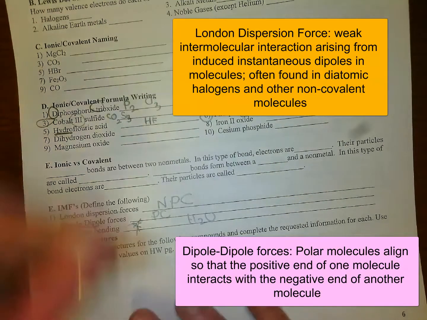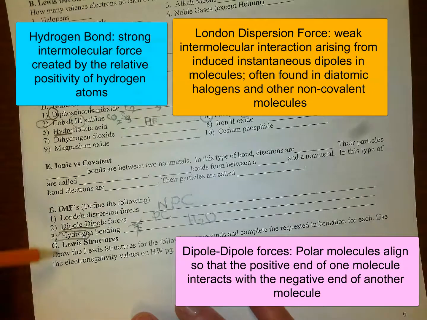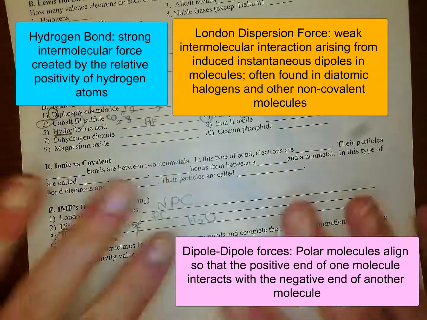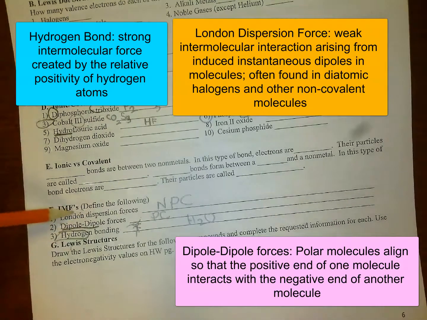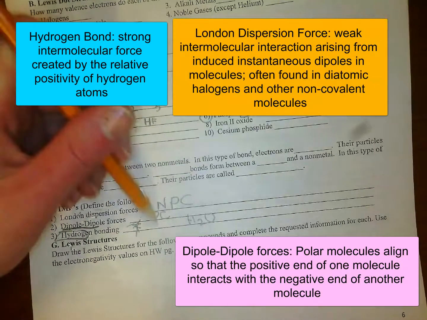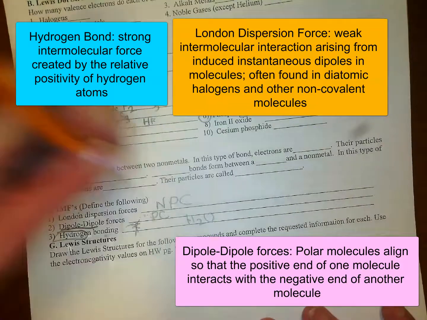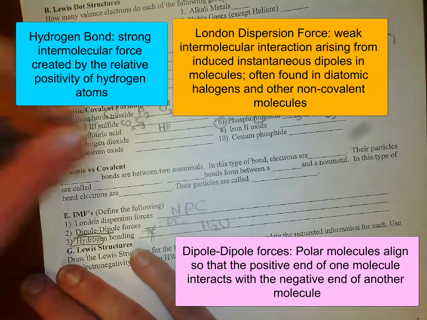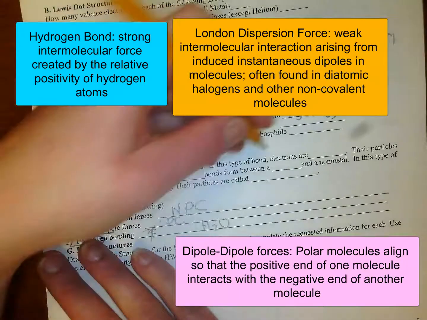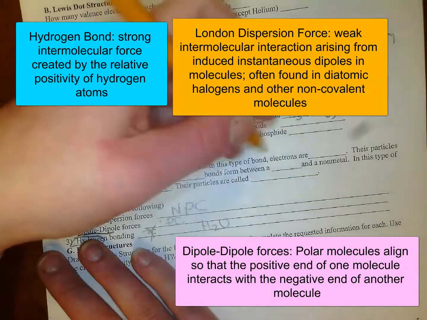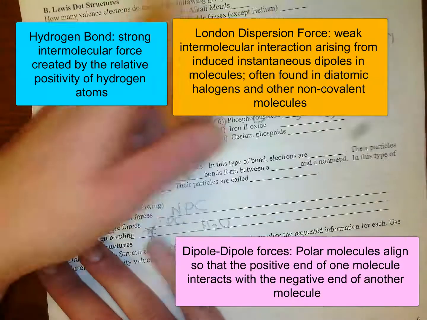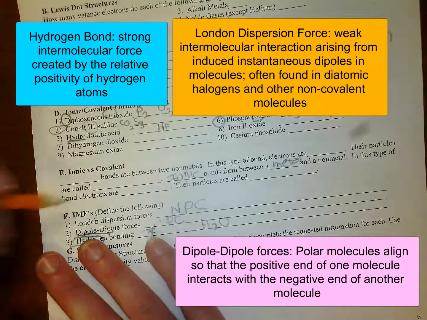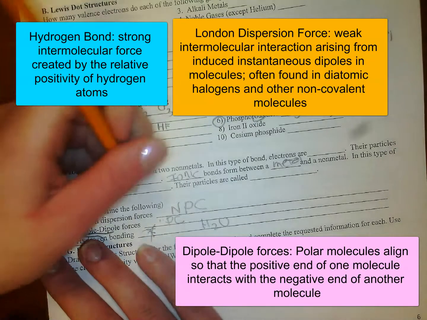Okay, so make sure we understand the forces here. London dispersion forces are not going to be the strongest ones at work if you're dealing with polar. You want to make sure you're clear on the differences between these two. Okay, ionic bonds. Let's see. I'm looking for their particles are called this one. Ionic bonds form between a metal and a nonmetal. And in this type of bond, electrons are transferred. Their particles are called formula units.